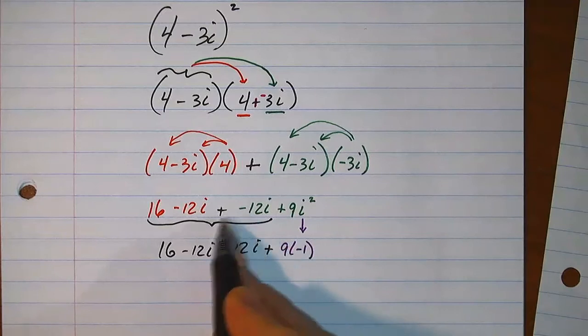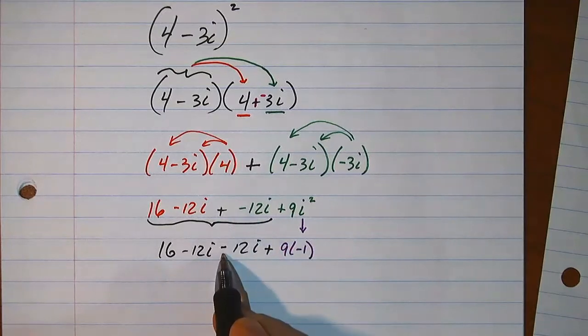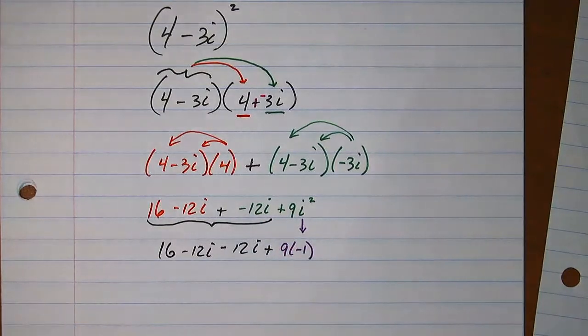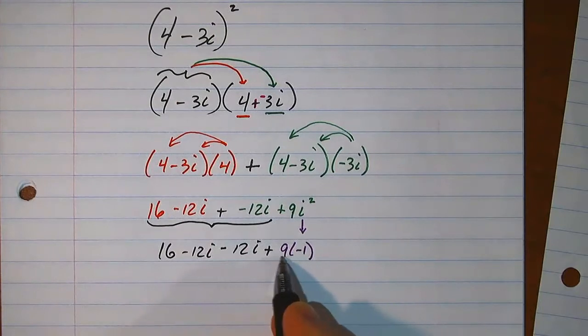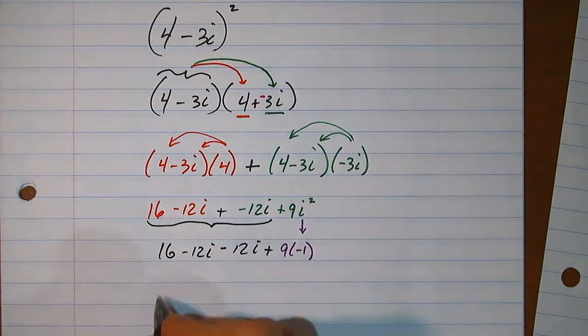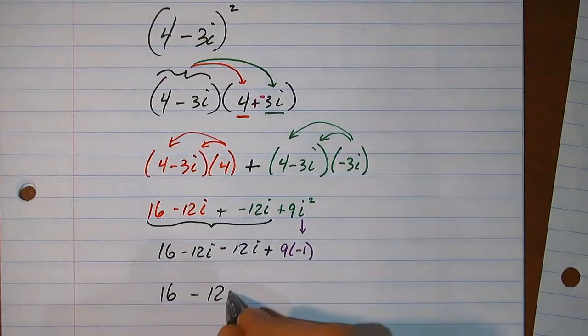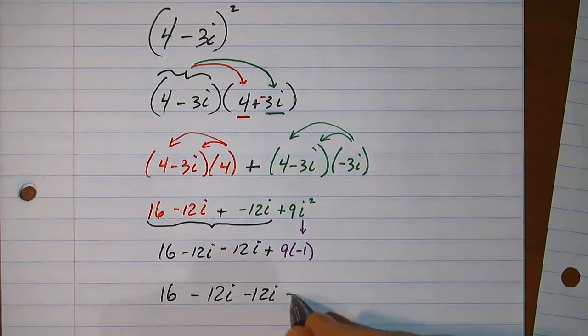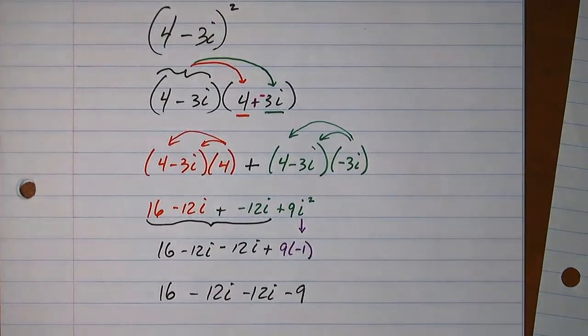So I hope it's okay. I turned this plus a minus into just minus. I hope that's okay with everybody. Negative 1 times i is going to turn this piece into a negative 9. So what I really have is 16 minus 12i minus 12i minus 9 is what I've got.